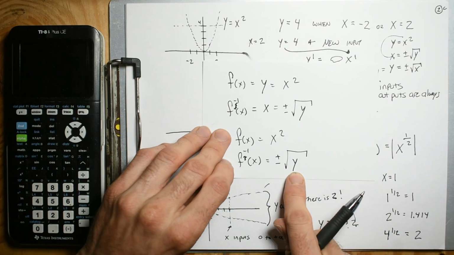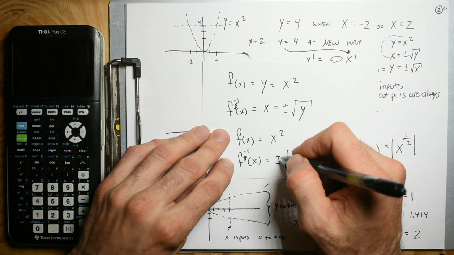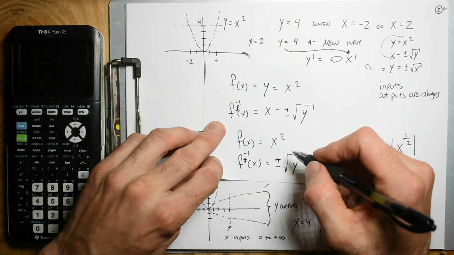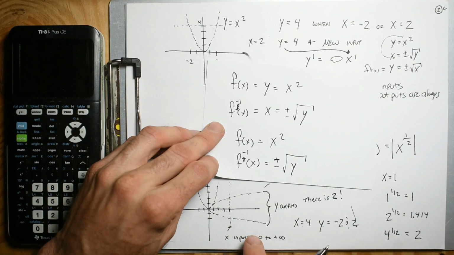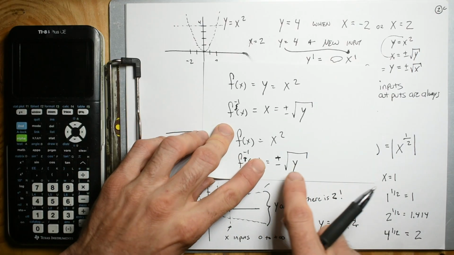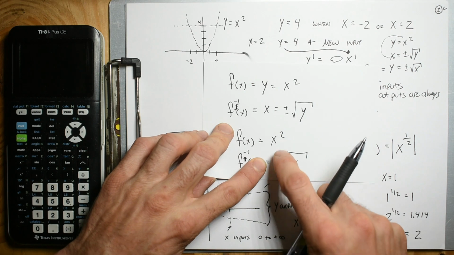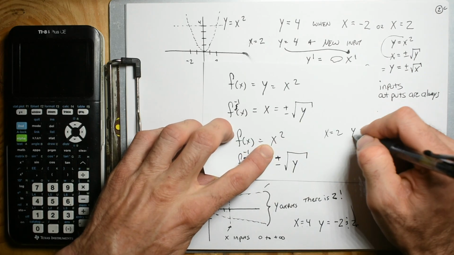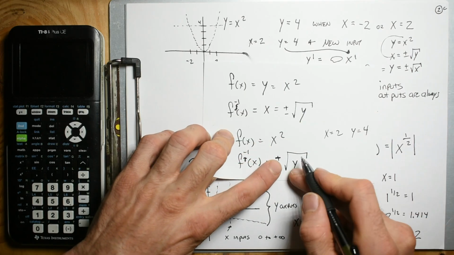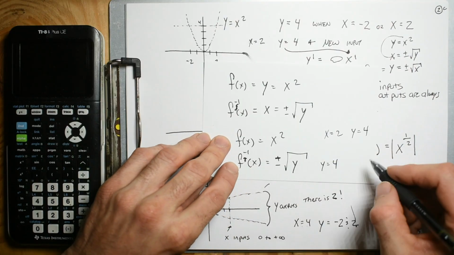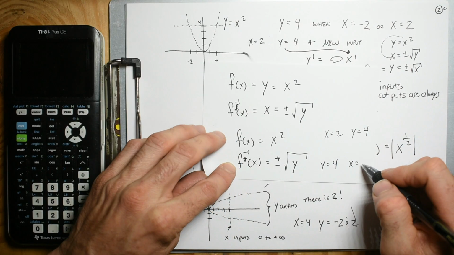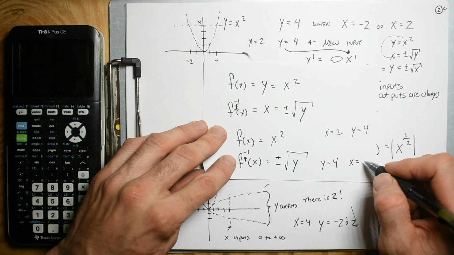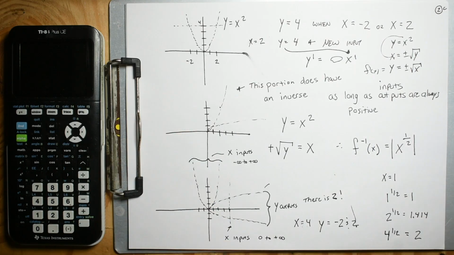This isn't a function, this is two functions, however you say that. But yeah, so that's why this one does not fail. This one fails the function test, because if I throw in a value of 4, I get a plus or minus 2. But this shows that x is equal to 2 outputs y is equal to 4. That's going to be my new input, y is equal to 4. My new output is x is equal to plus or minus 2. Alright, hell yeah.